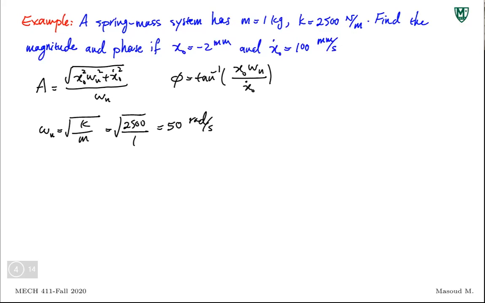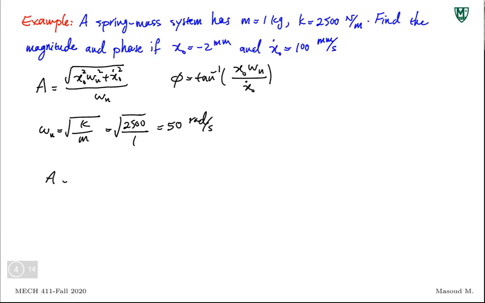Keep in mind the unit for natural frequency does not change. The unit is the same. Even though we are dealing with a spring mass system, if you think about the sinusoidal plot, we are still looking at a sine function. So still the natural frequency is radian per second. Now we have the natural frequency, so we can find A and phi, right?